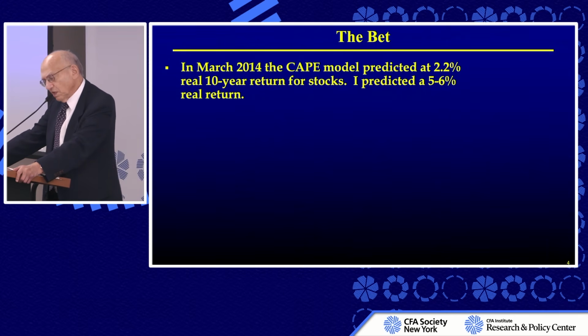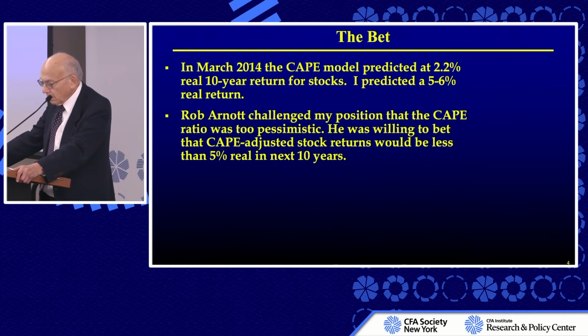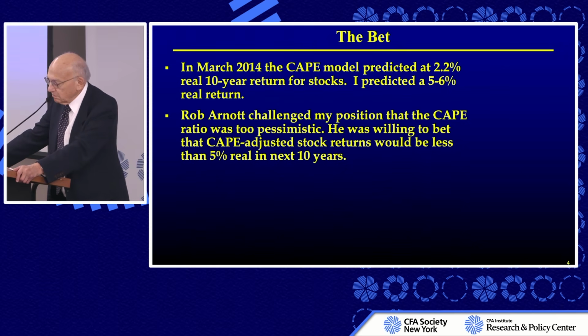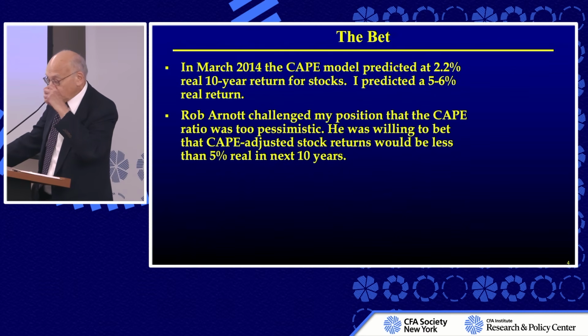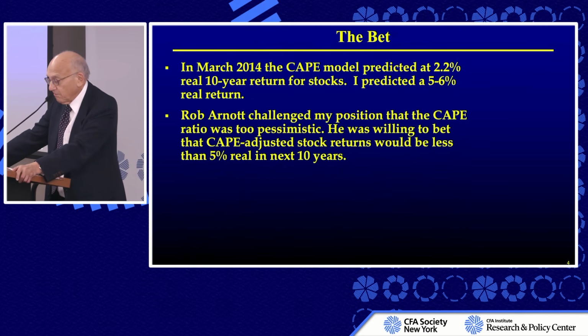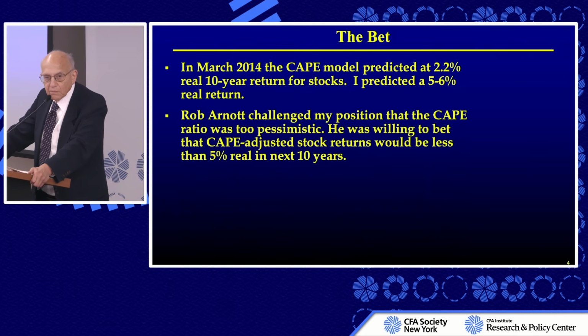Okay, so in March of 2014, the CAPE ratio predicted a 2.2% real 10-year return. I predicted 5 to 6. So Rob said, Jeremy, you think that the CAPE ratio is way too pessimistic. I really strongly disagree with you. He was willing to bet that CAPE-adjusted stock returns would be less than 5% real. He said, Jeremy, put your money where your mouth is. I took that as a challenge to take a bet.